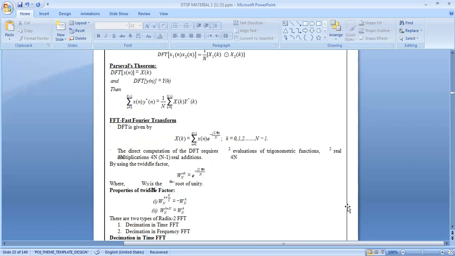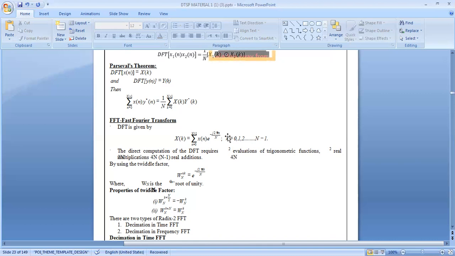When you are talking about the second property, we have W_N to the power of k plus N is equivalent to W_N to the power of k. Similarly, if you have N equal to 8 and k equal to 0, then W_N to the power of 8 is equivalent to W_N to the power of 0.